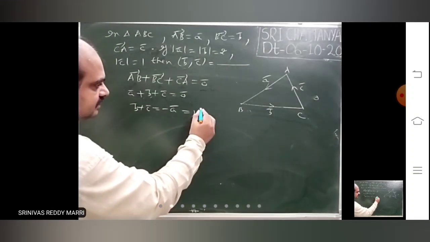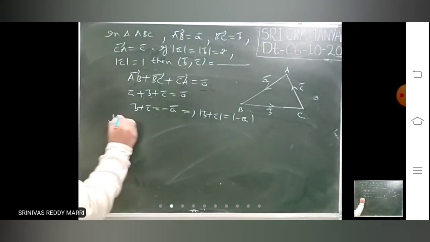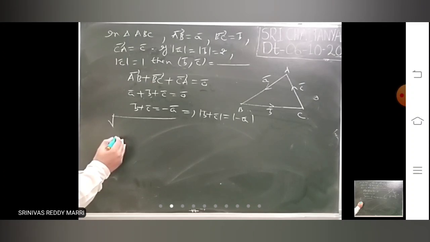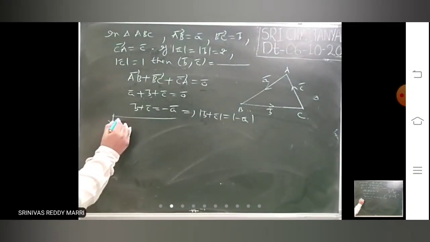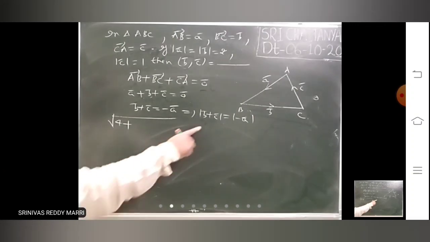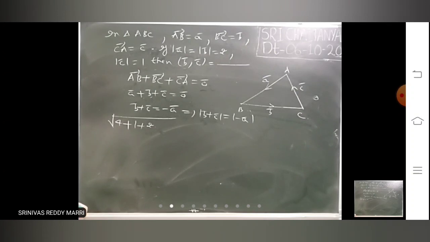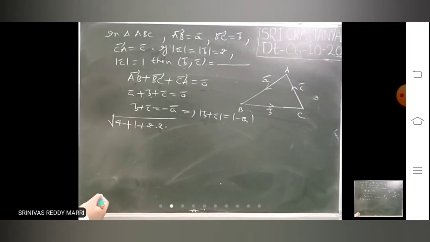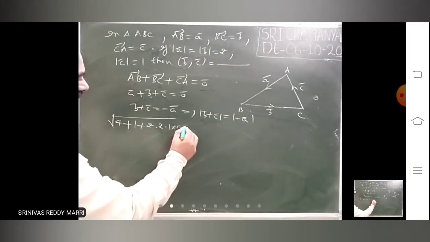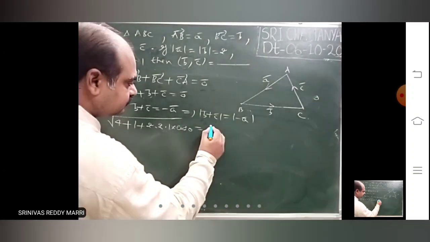Bring it that side. So I am applying modulus. Write the formula: root of modulus B bar square, which means 4, plus modulus C bar square, which is 1, plus 2 into modulus B bar into modulus C bar into cos theta, so 2 into 2 into 1 into cos theta. The formula I have written directly. So modulus A bar is 2.